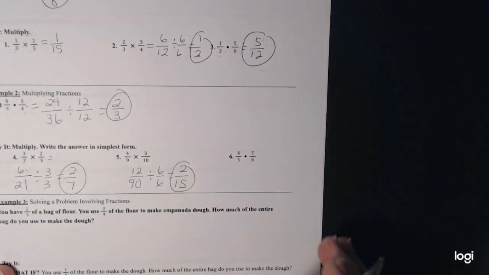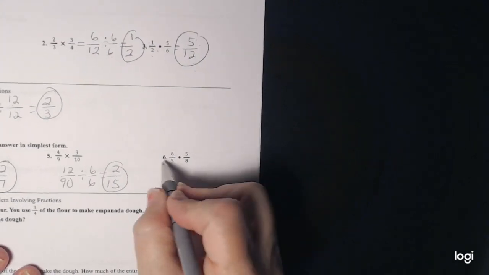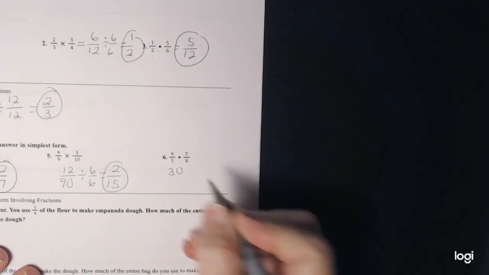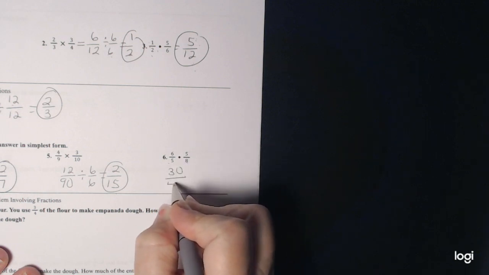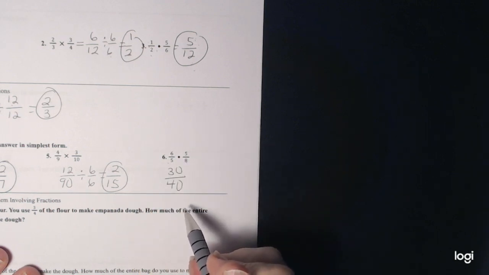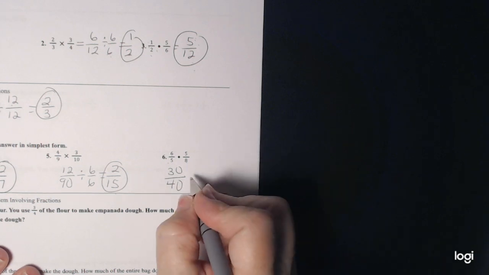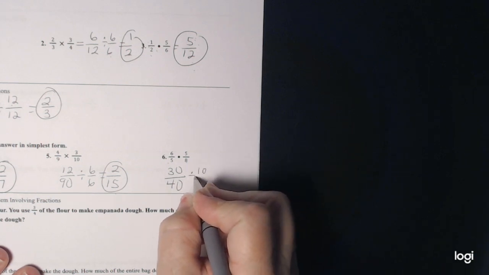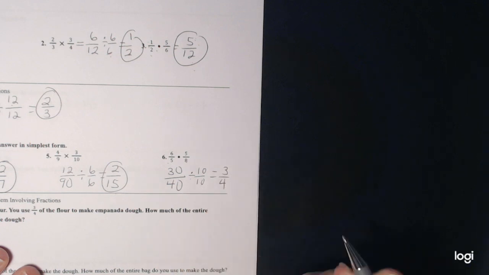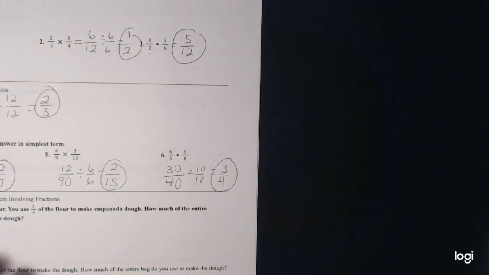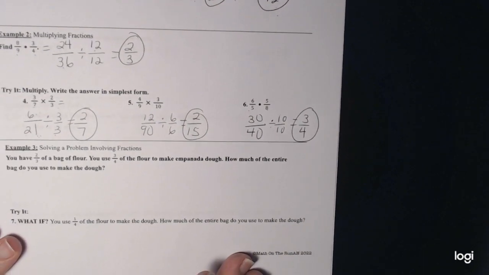Final answer. And the last one, let's see, 6 times 5 is 30. 5 times 8 is 40. This one I like because this one I can simplify them both by dividing by 10, and I get an answer of 3/4. All right, let's look at our story problem here.